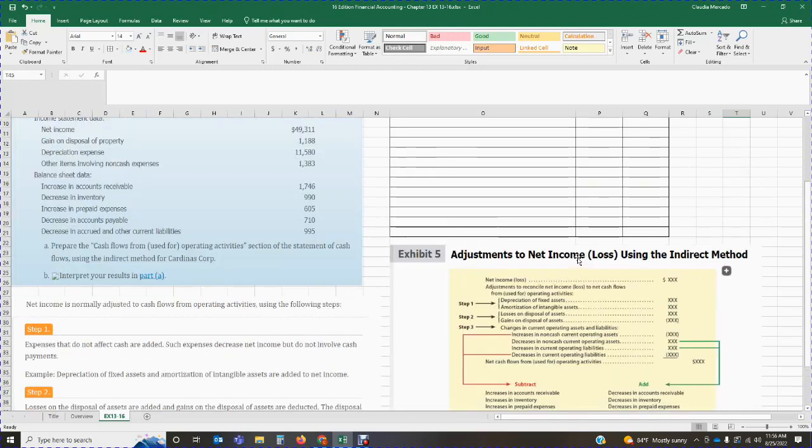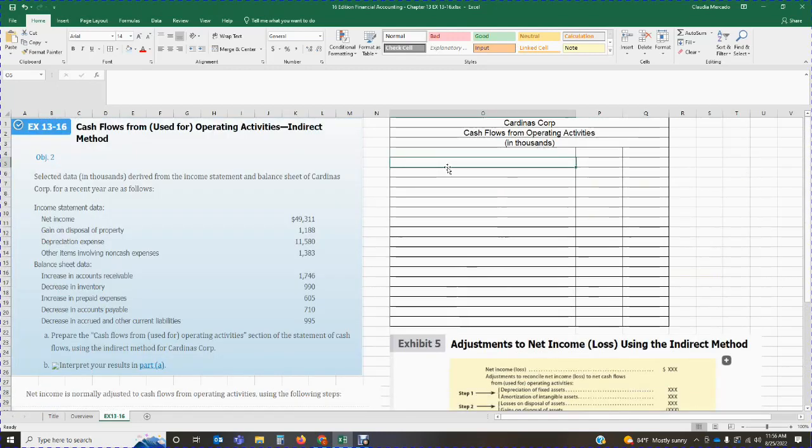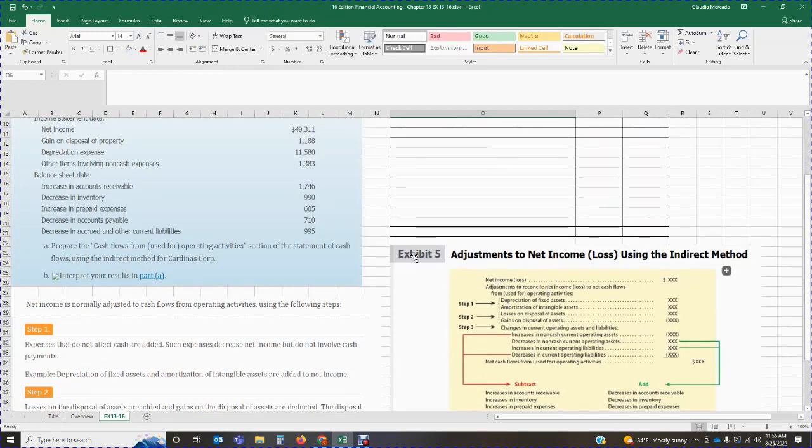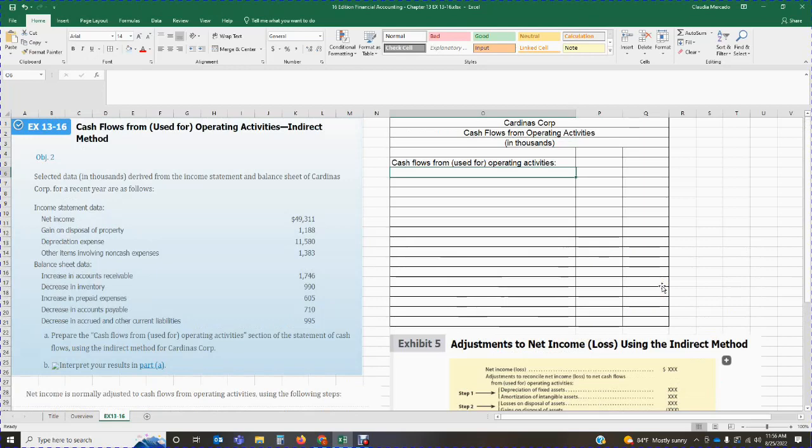Okay, it's a guide, so please keep this handy. We are going to start cash flows from or used for operating activities. If you look down here at Exhibit 5, we always begin with our net income or loss. That is the first line item. If it's net income, it's positive. If it's a loss, it's negative. So, we're going to have our net income.